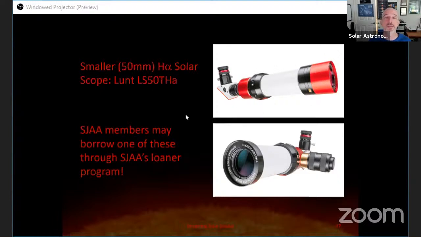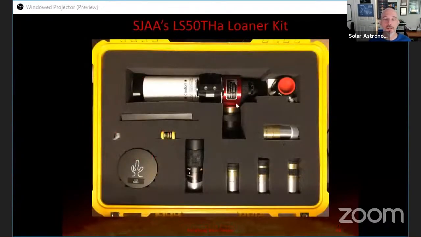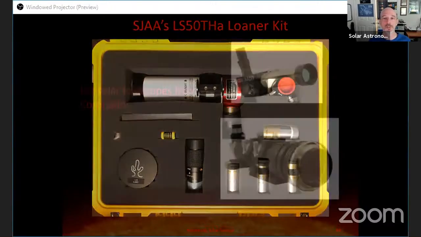And one of the cool things here is that if you are a paid SJA member, you have access to our loaner program, and we have a telescope like this in our loaner program. So you could borrow this and do your own hydrogen alpha astronomy in your backyard with this equipment right here. This is a picture of the loaner kit that you could potentially borrow from us.